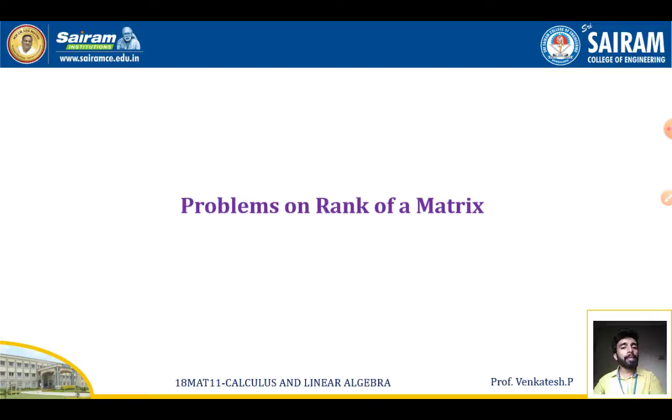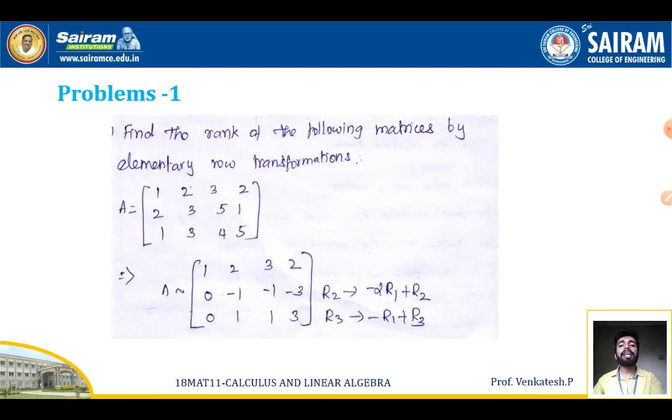So now I'm going to discuss the problems to find the rank of a matrix. Example number 1. Find the rank of the following matrices by the elementary row transformations. The elementary row transformation, in the sense, we have to perform row operations to get an echelon form. After getting echelon form, we can find the rank of the matrix. Here the given matrix is a 4 cross 3 matrix, so 4 rows, 3 columns. The matrix A is given like 1, 2, 3, 2, 2, 3, 5, 1, 1, 3, 4, 5.